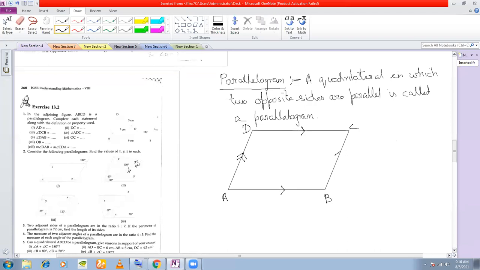Yes. AD and BC. Sir, AD and BC are not adjacent sides. AD and BC are opposite sides. Sir, these are the opposite sides, AC and BD. AB and BC.